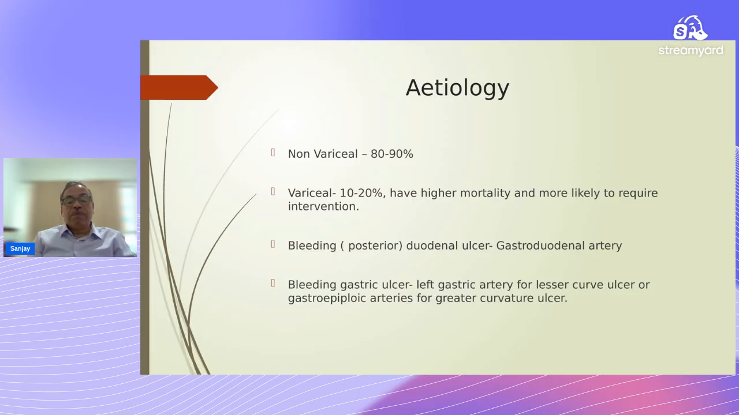Whereas in cases of bleeding gastric ulcer, which is slightly less common as compared to duodenal ulcer, if it is a lesser curve ulcer in the stomach, then the left gastric artery or one of its branches is the source of hemorrhage. And if it is situated along the greater curve of the stomach, then the gastroepiploic arteries or their branches would be the source of hemorrhage. So you must try to remember this: the different arteries or their branches which lead to hemorrhage depending on the anatomical location where the ulcers are situated.